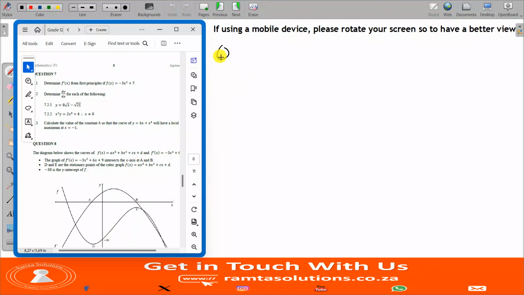So, question 6.1 says, determine f prime of x from first principles if f of x is equal to negative 3x squared plus 7. So guys, whatever you are getting at the end of this question, f prime of x should equal negative 6x. This is what I'm expecting at the end.